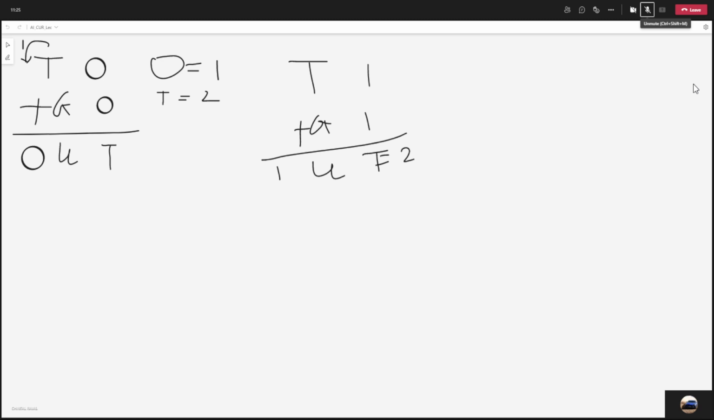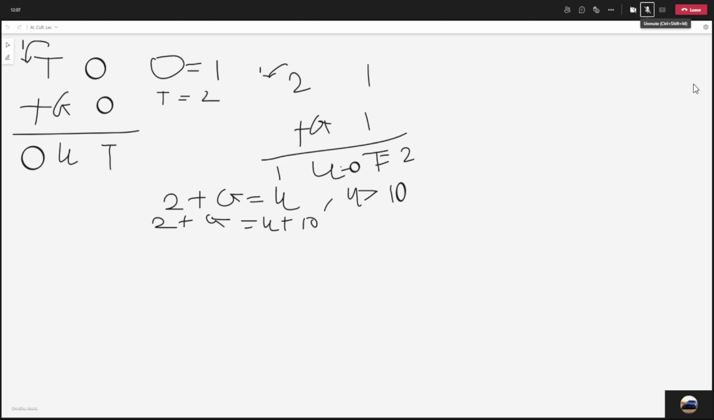Substituting the value of T, we get the equation 2 plus G equals U. And this must produce a carry, so we can write it like this: 2 plus G could be U plus 10. Why? Because even if the value of U is equal to 0, 1 would be a carryover from this place.